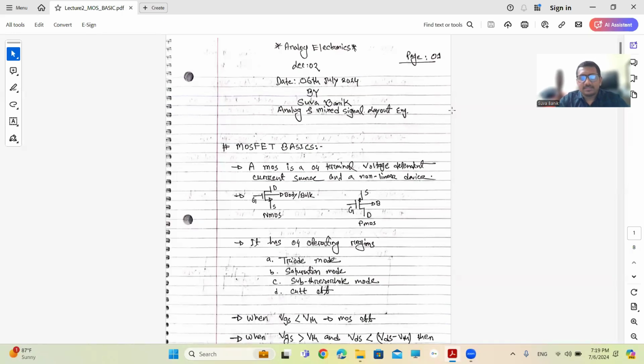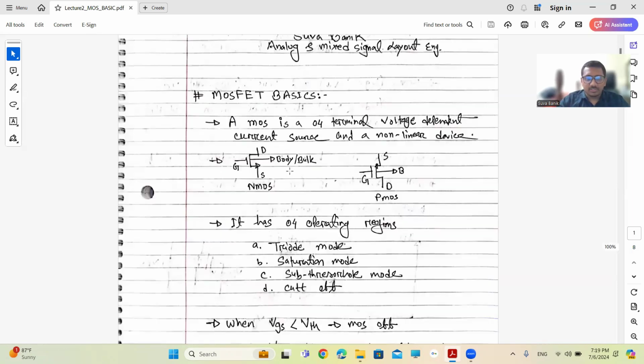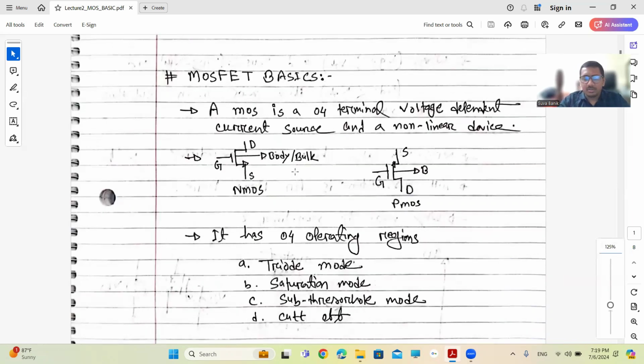If I tell a very fundamental point about MOSFET, it is that a MOSFET is a terminal voltage dependent current source. And one more point, it is a non-linear device. Someone may ask you in your interview whether a MOSFET is linear or not, but please remember, MOSFET is a non-linear device. And there are basically two types of MOSFET, NMOS and PMOS.